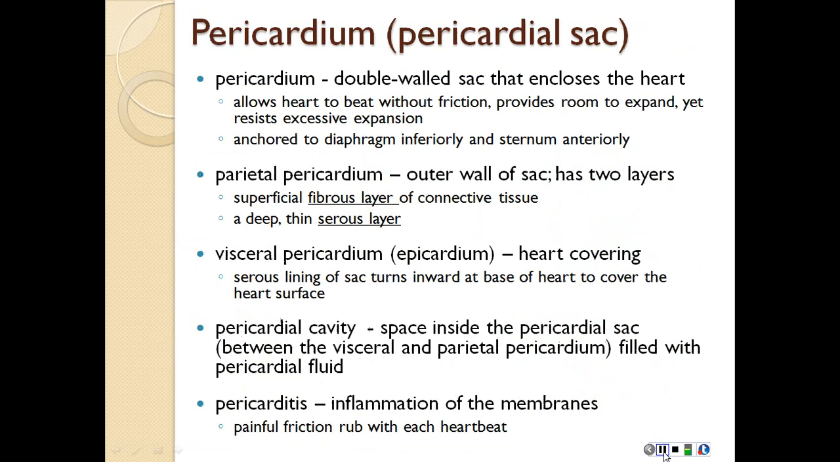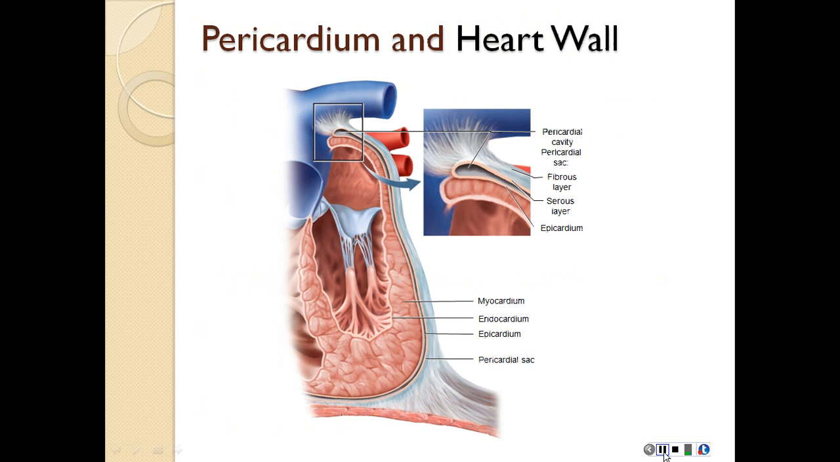And a couple of terms. So pericarditis. Pericarditis will be inflammation of the pericardium, and that causes painful friction when the heart beats. It kind of rubs against neighboring tissues, and that's somewhat painful. And what would endocarditis be? Inflammation of the endocardium. Okay. So this just goes into a little bit more about those layers.